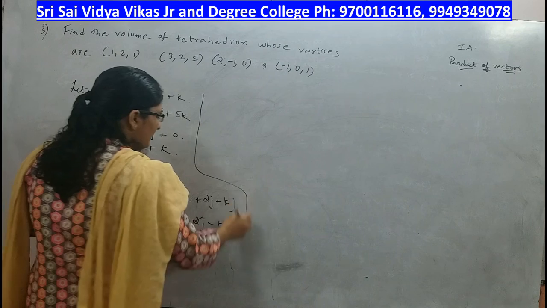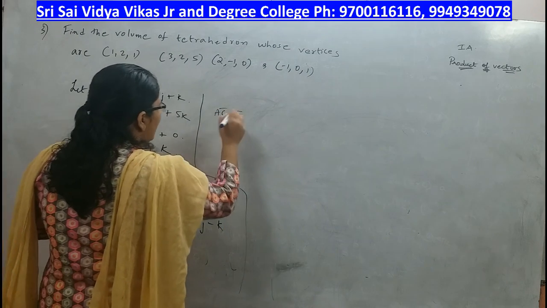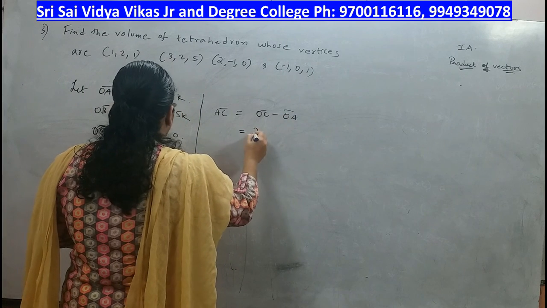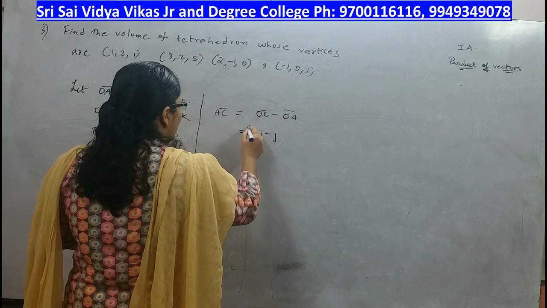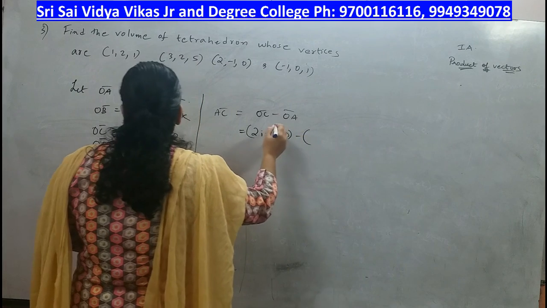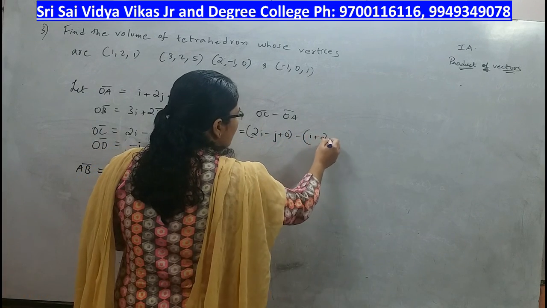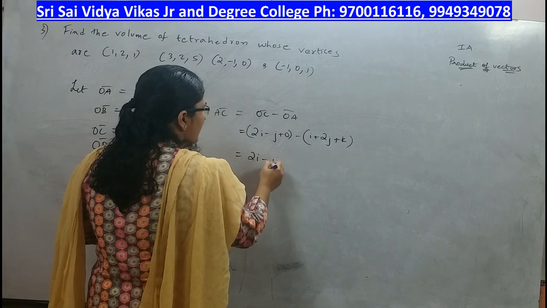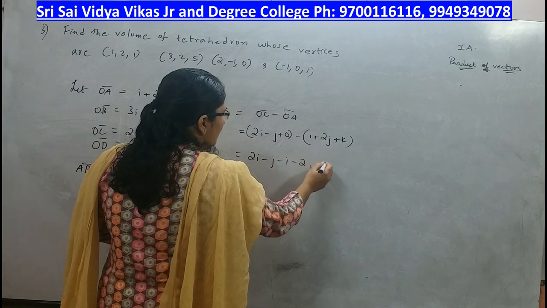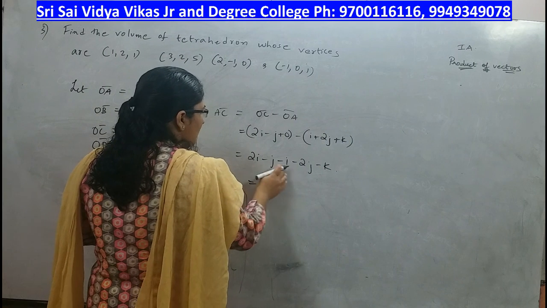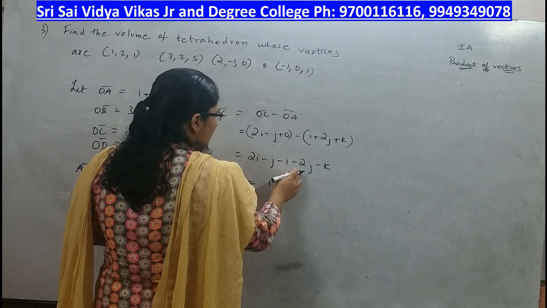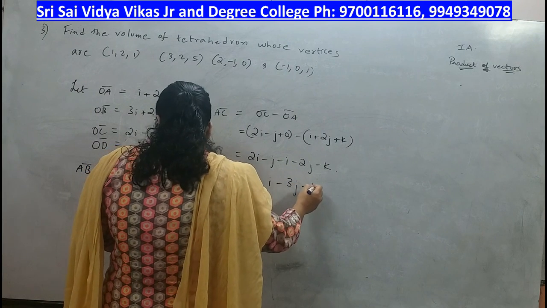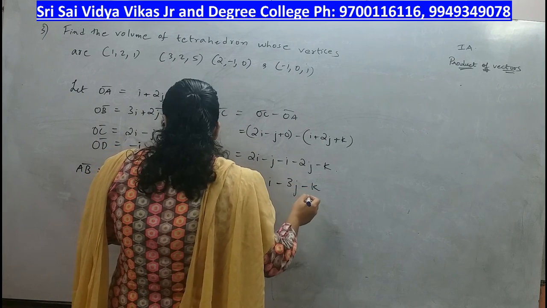Next let us find AC bar. AC bar is equal to OC bar minus OA bar. OC bar is 2i minus j plus 0 minus OA, i plus 2j plus k. So this is 2i minus j minus i minus 2j minus k, 2i minus i, minus j minus 2j is minus 3j, minus k. So it is i minus 3j minus k.